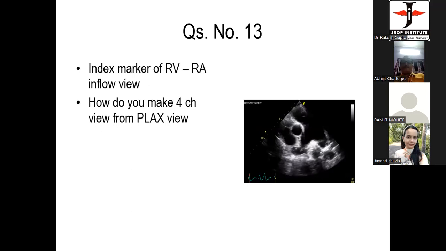What view is this? This is a short axis view at aortic level, sir. Okay, and what are the structures that you can see? This is aorta, sir. This is RA, right atrium, sir, and this is tricuspid valve, sir. This is the pulmonary valve, and this is the pulmonary artery, sir.